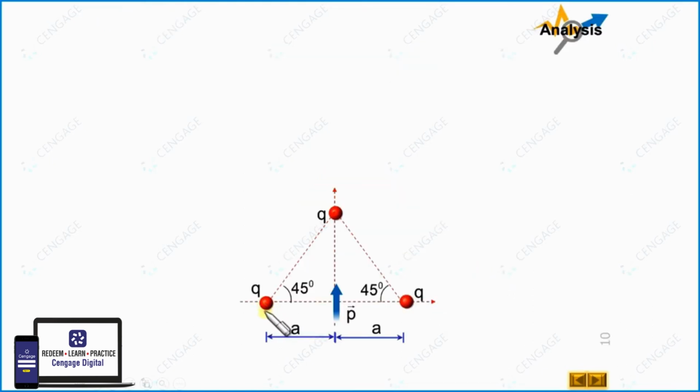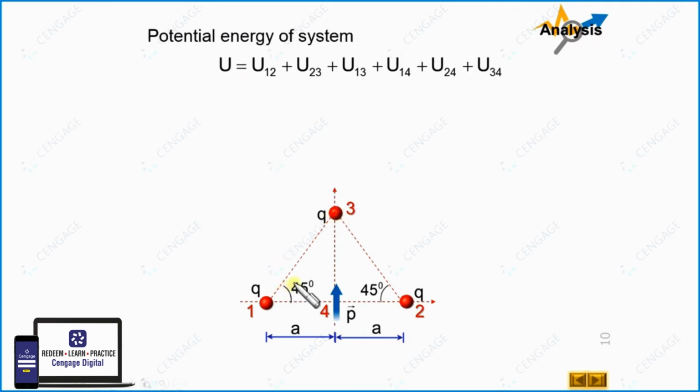Here we can take three charged particles and one dipole as a system, and in the system we have four elements. Let us number these elements: this is 1, 2, 3, and let us number this dipole as number 4. We have four elements, that means the number of pairs should be 6, and we can write the potential energy of these 6 pairs as U12, U23, U31, U14, U24 and U34.